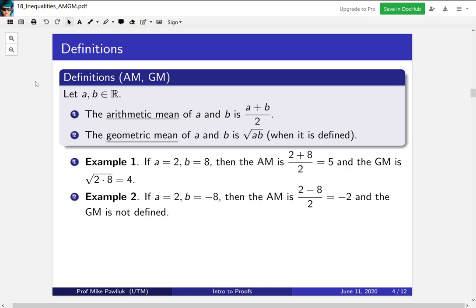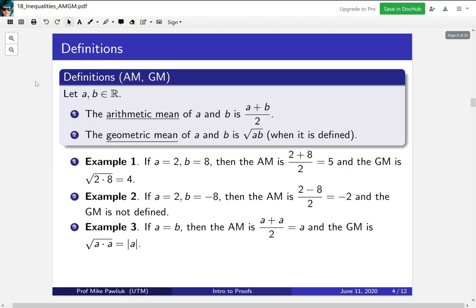When looking at inequalities for the first time, or anything really, it's helpful to look at some special cases, not only of picking some actual numbers, but it's also helpful to look at special cases, in scare quotes, with letters if you want. So let's look at some of those. What happens if a is equal to b? Well, then the arithmetic mean just becomes a, and the geometric mean becomes the absolute value of a. So in this particular case, it simplifies quite a bit.